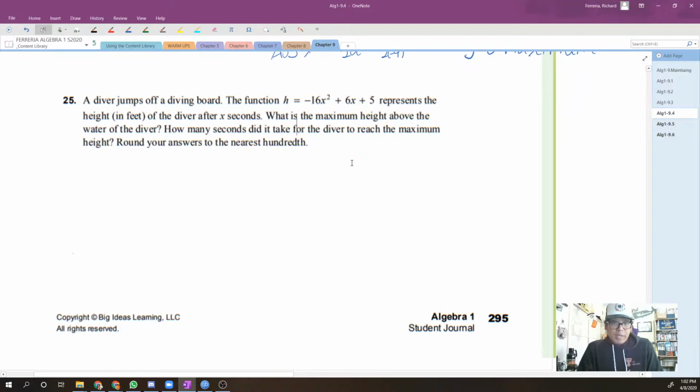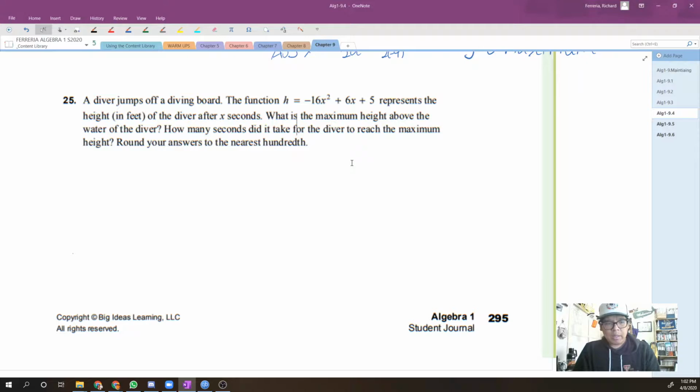A diver jumps off a diving board. The function h equals negative 16x squared plus 6x plus 5 represents the height of the diver after x seconds. Normally we would use t to represent time, but I guess we're using x. I guess that's how you do it in algebra. What is the maximum height above the water, and how many seconds did it take for the diver to reach the maximum height? Round your answer to the nearest hundredth.